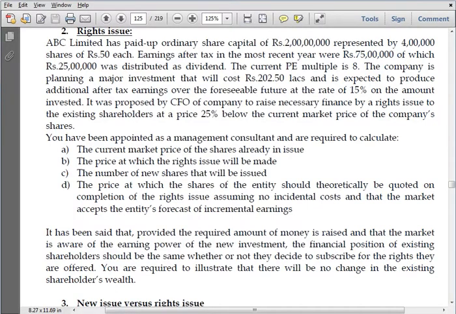So here I'm going to do a project worth 202.5 lakhs. This 202.5 lakhs is going to give me 15% earnings. How much is this value?